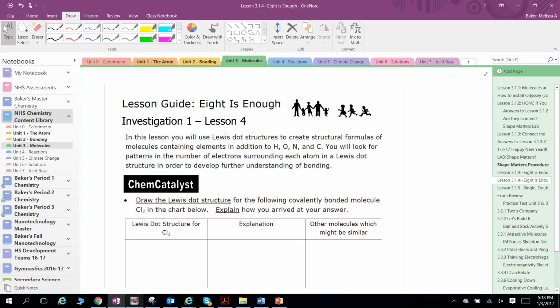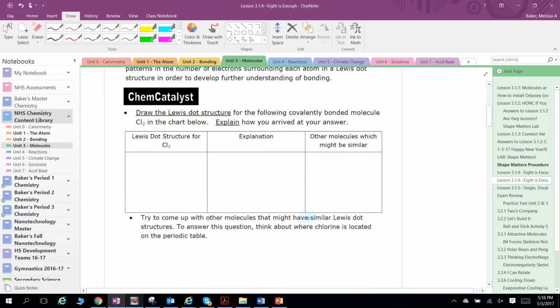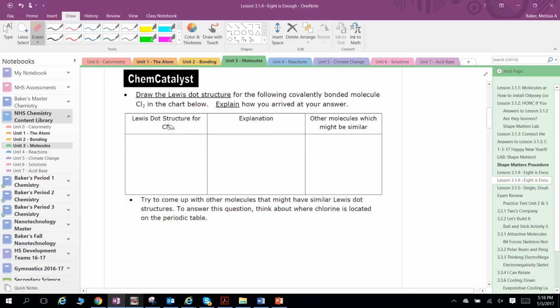Let's talk about lesson 3.1.4. In the last lesson, we talked about how to know how many valence electrons to draw and the arrangement of them around any element. What we're going to do now is use that knowledge to create structural formulas for elements besides the group 1, 2, 3, 4 elements. For example, what if I asked you to draw out the structure for Cl2?